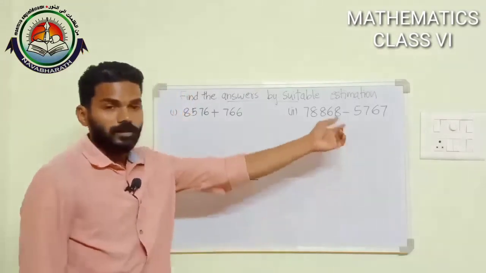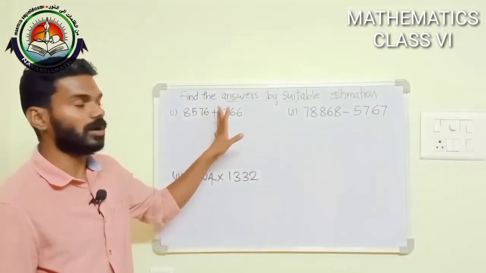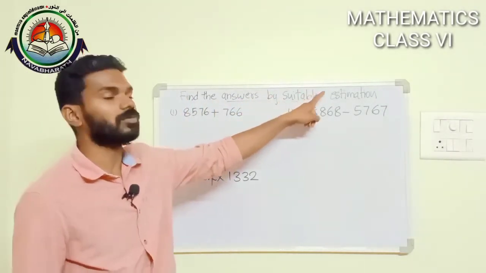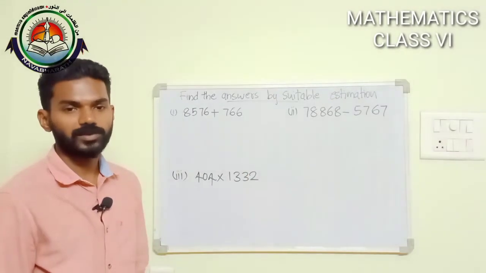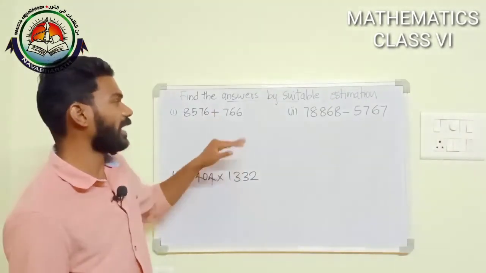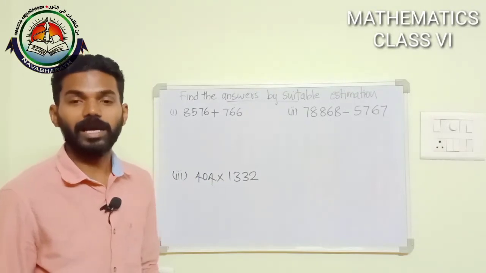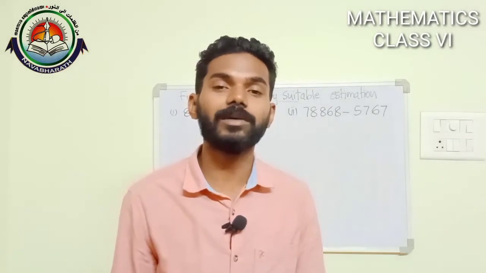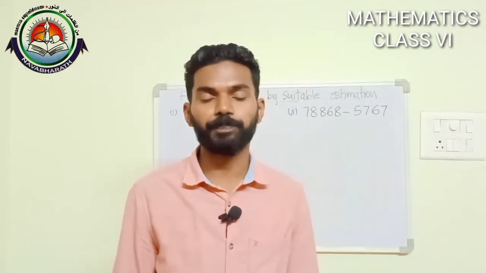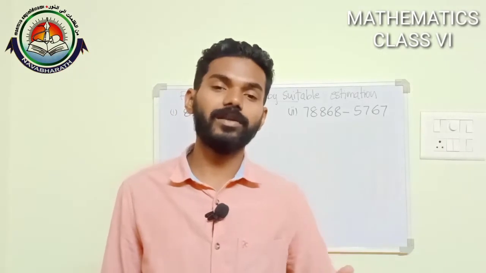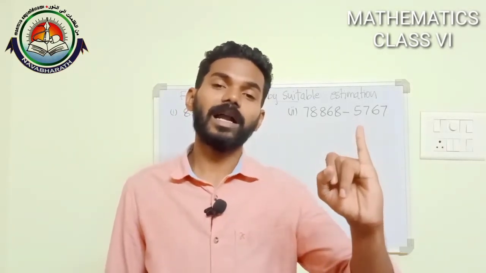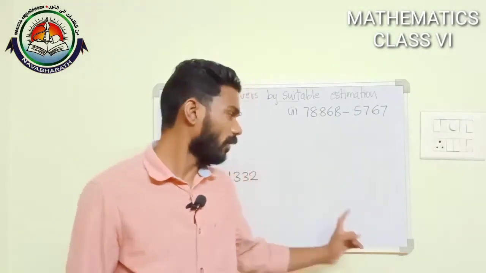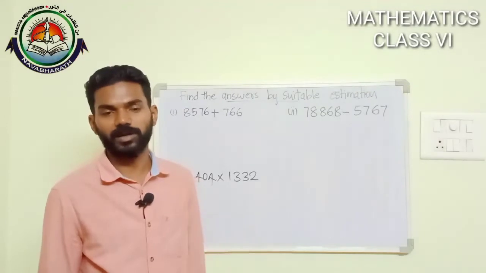Clear? Look at here. Here is another problem given for you. Read the question. Find the answers by suitable estimation. So we have to estimate the answers of all these. And for estimation, we know that we have to use the concept of rounding off. Clear? And we already know that the rule for addition and subtraction are the same, and the rule for multiplication is another one.